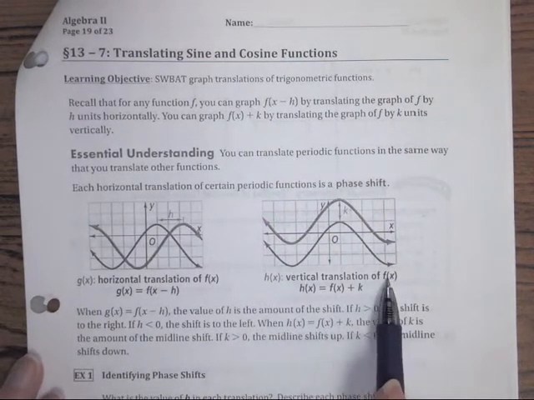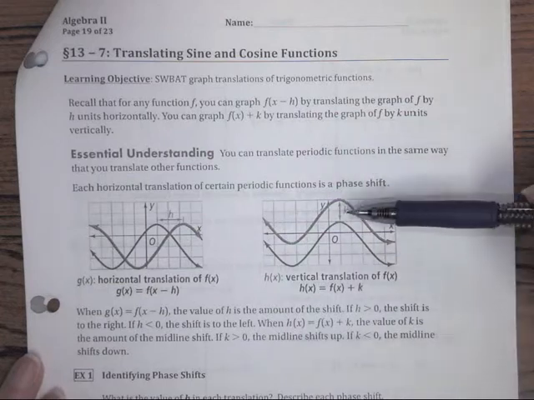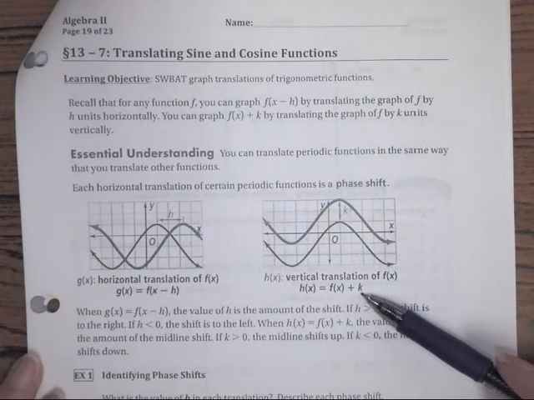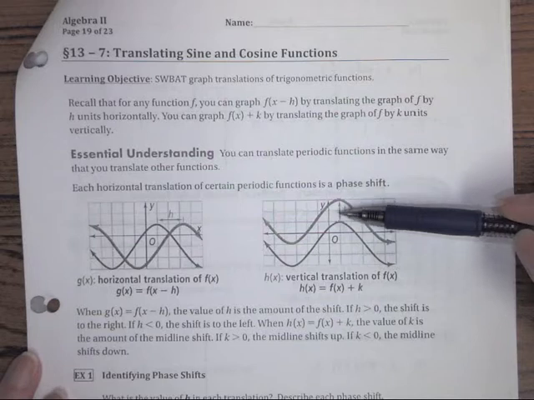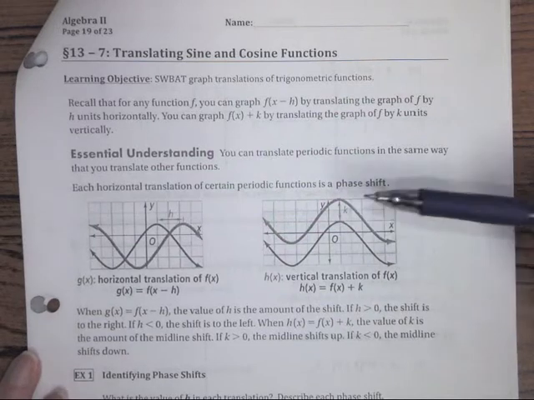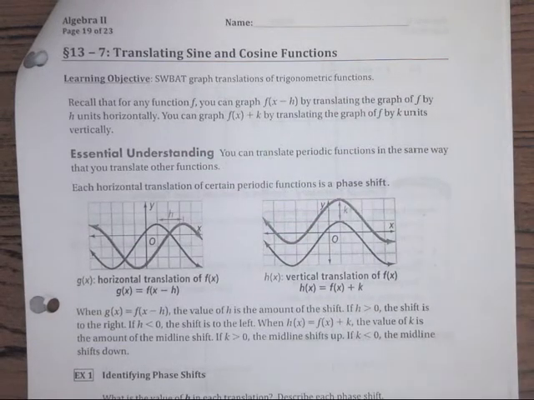Here is a vertical translation. So this is when we add a k value at the end of our function, and it shifts it up if we add k, down if we subtract k. So that is an example of a vertical shift.